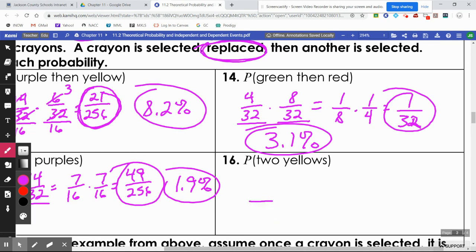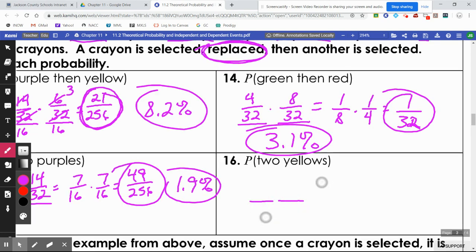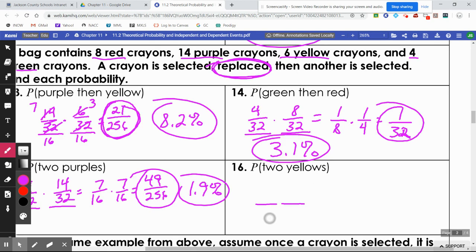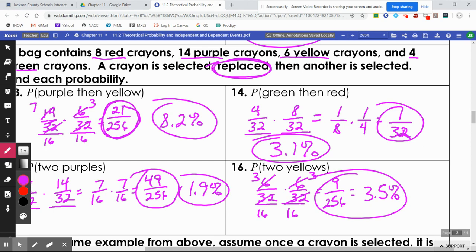And finally, the probability of 2 yellows. Again, we do 2 blanks. The probability of, let me go back up there, a yellow was 6 out of 32. The second yellow is also 6 out of 32, and you can reduce these or cross cancel. I'm just going to cross cancel them. That's a 3 and a 16. This is also a 3 and a 16. Nothing else reduces. That'd be a 9 out of 256 chance, which is about a 3.5% chance of that happening. So there's both ways that you can write your answers.